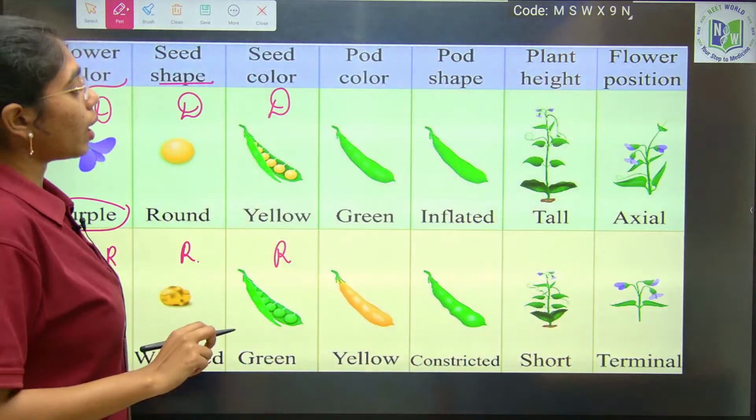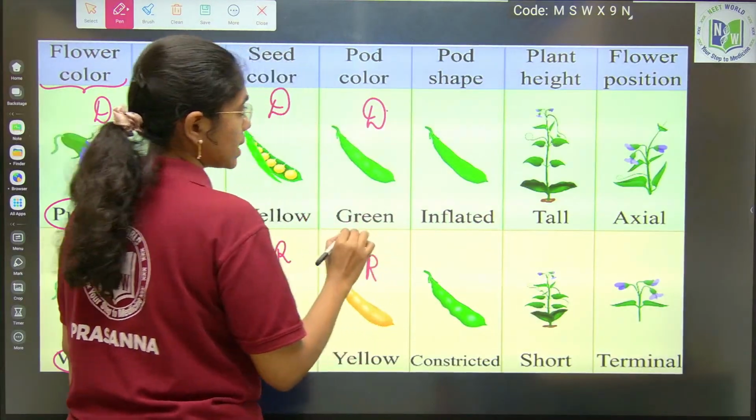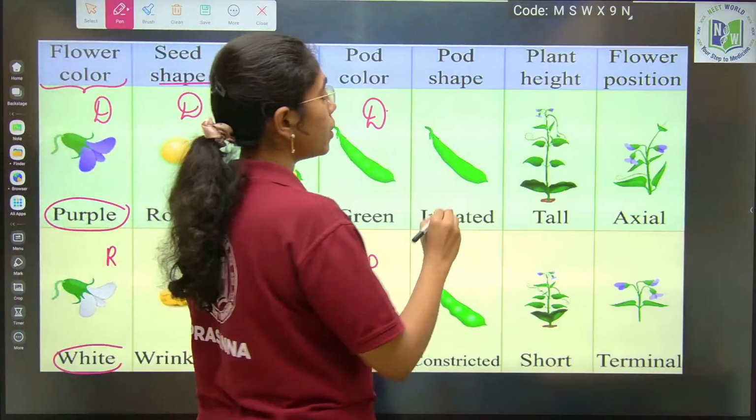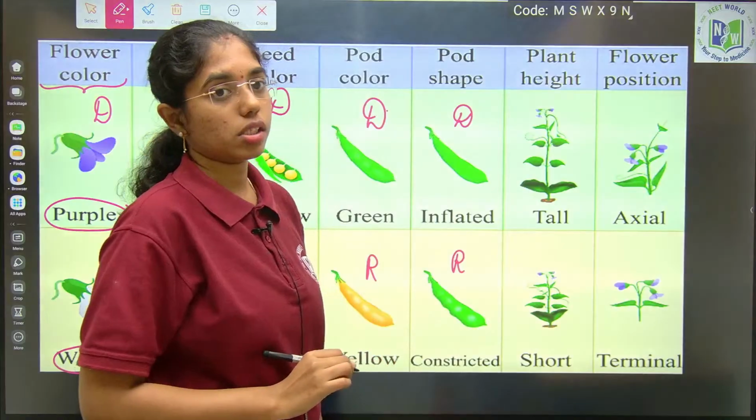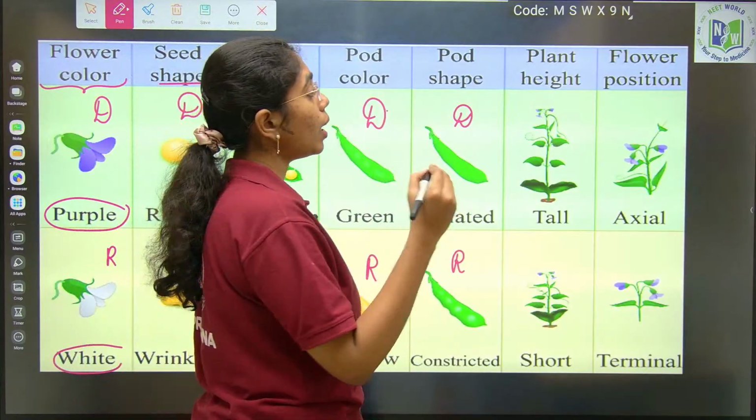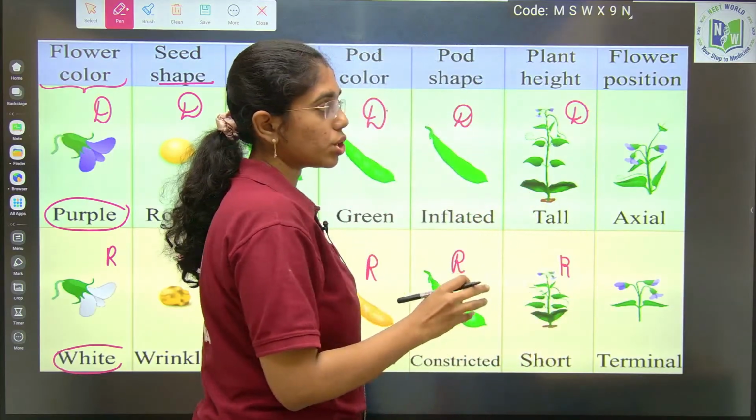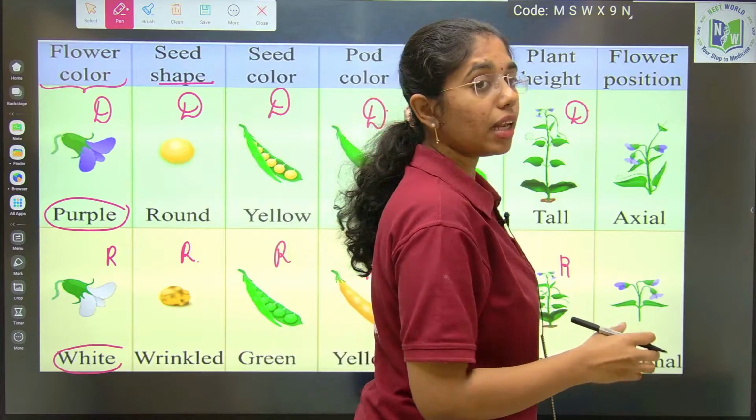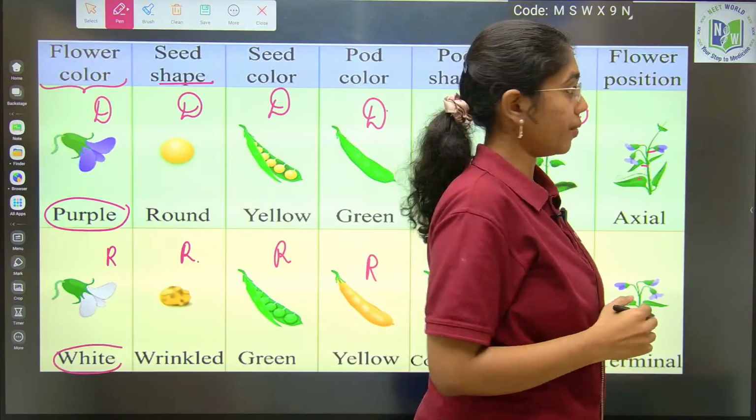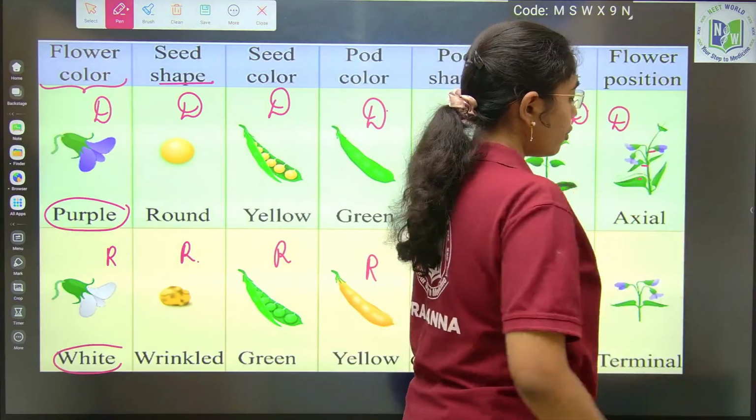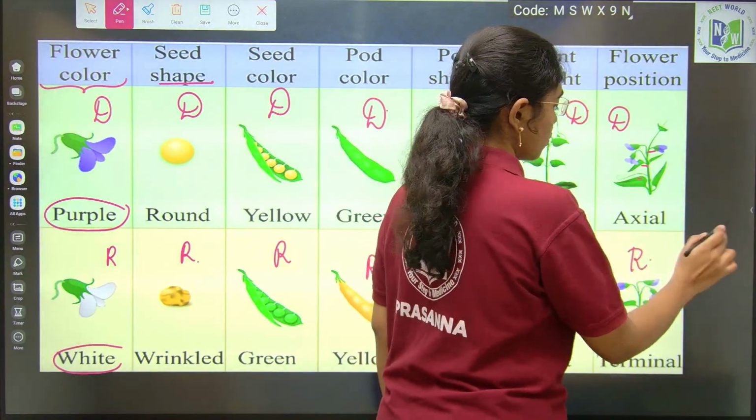And then pod color, green is dominant and yellow will be recessive. Pod shape, flattened pod shape is dominant and constricted pod shape will be recessive. Plant height, tall plant is dominant and dwarf plant, which is short, is recessive. Axial flower position, that is flower position at the axillary region, is dominant and flower position at the terminal region is recessive, fine, right.